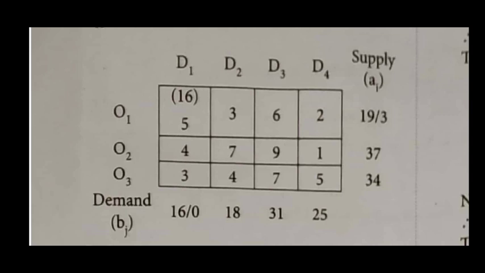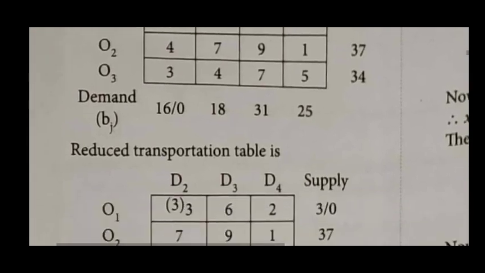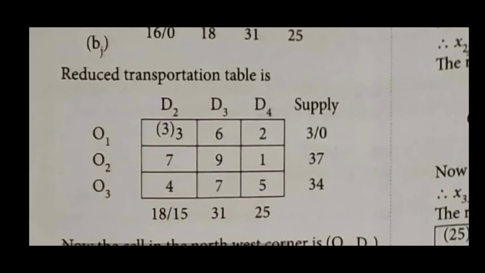After taking that 16, we allot that 16 to that northwest corner and subtract from each, that is 16 minus 16 we are getting 0, and 19 minus 16 it is 3. So we write these things in the row and column. After writing these things we eliminate the column or row whichever has 0. Here the first column is denoted as 0 because 16 minus 16 equals 0. So we eliminate that column. Then we move on to the remaining columns, D2, D3, D4.